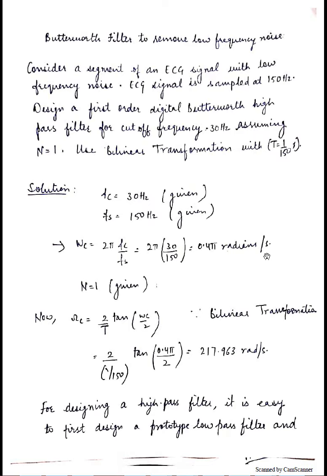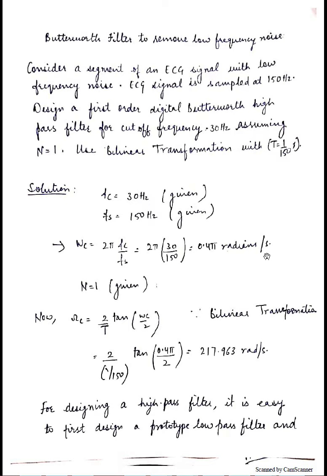Means if I want to convert a low pass filter at some frequency to a new low pass filter at some other frequency, I can again use frequency transformation. Or if I want to convert a low pass filter into a high pass filter, again I can use the frequency transformation, or low pass to band pass or band reject. So we have different formulas for frequency transformations.